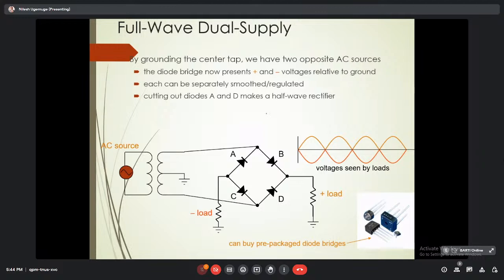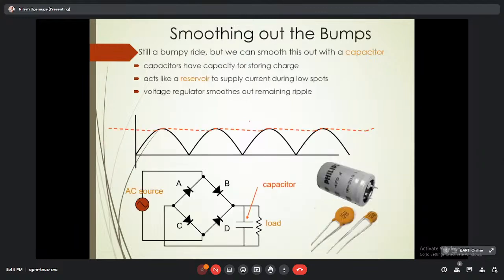Here, some of the basics we are doing: by grounding the center tap, we have two opposite AC sources. The diode bridge now presents positive and negative voltages relative to ground. Each can be separately smoothed or regulated. Cutting out diodes A and D makes a half wave rectifier. So, smoothing out the bumps, as I have mentioned. Here you can see the bumps we have to smooth out.